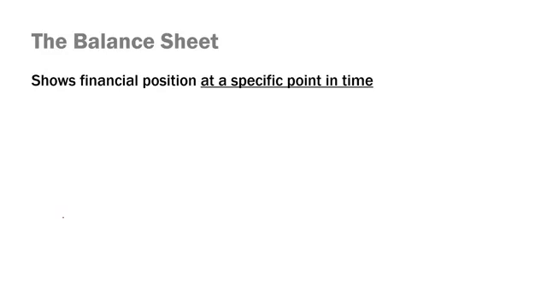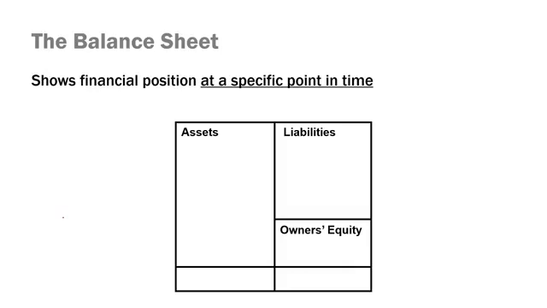Importantly, the balance sheet shows the company's financial position at a specific point in time. Very important, specific point in time. It's cumulative in nature, so what that means is it's going to summarize the financial history of the organization from its inception all the way until the date sitting on the balance sheet, or that specific point in time. The balance sheet will have a section that lists assets. It will have a section that lists liabilities, and it will have a section that lists owner's equity items.